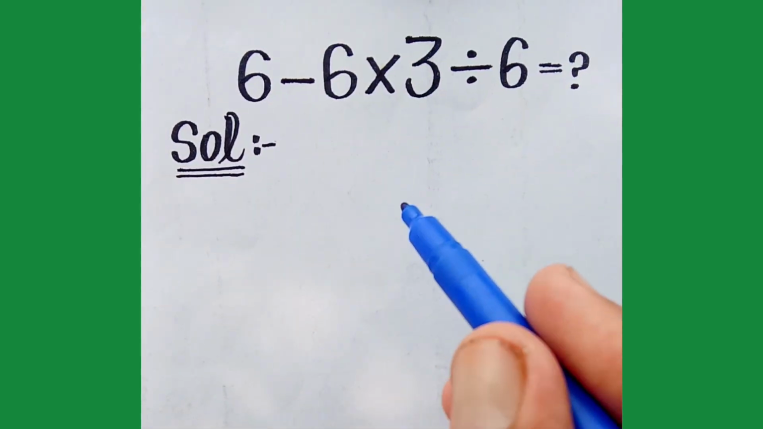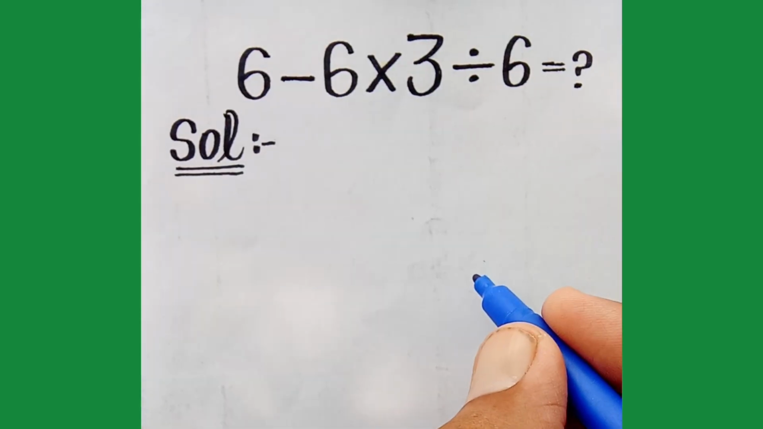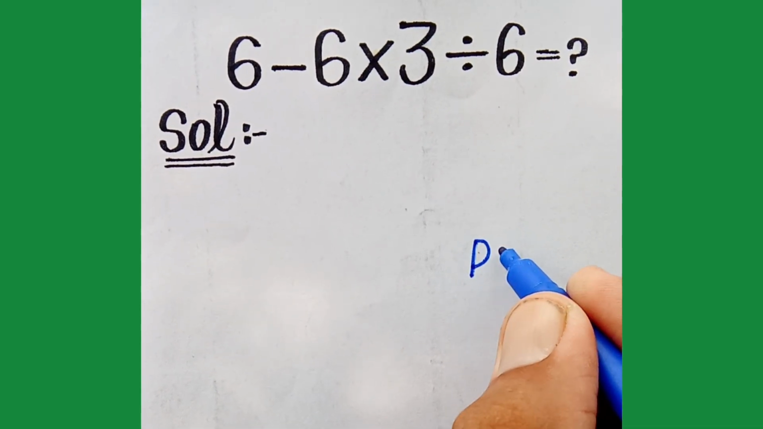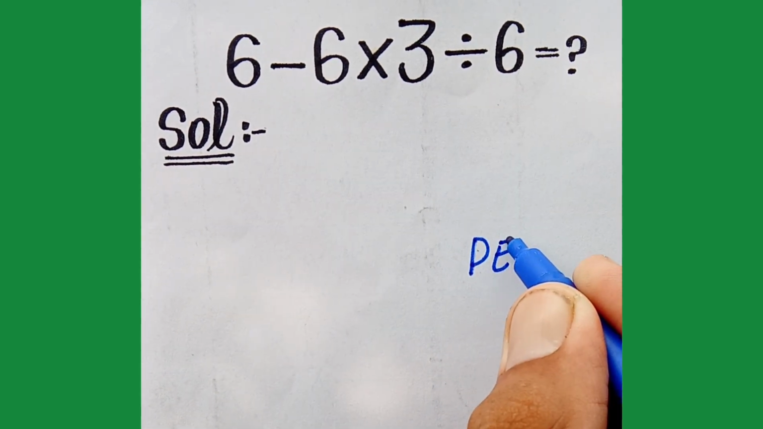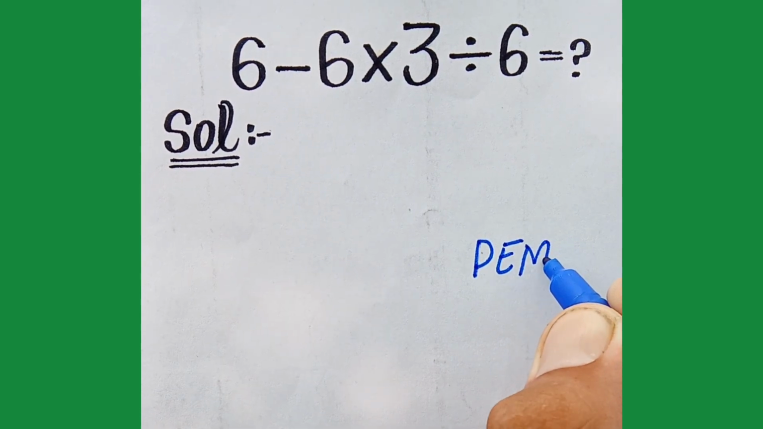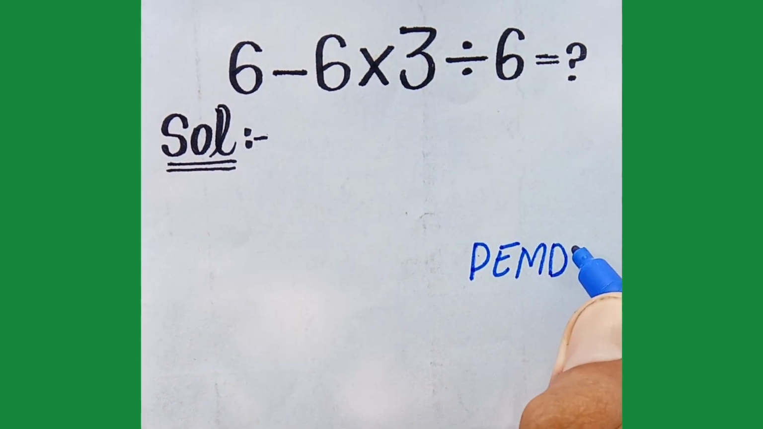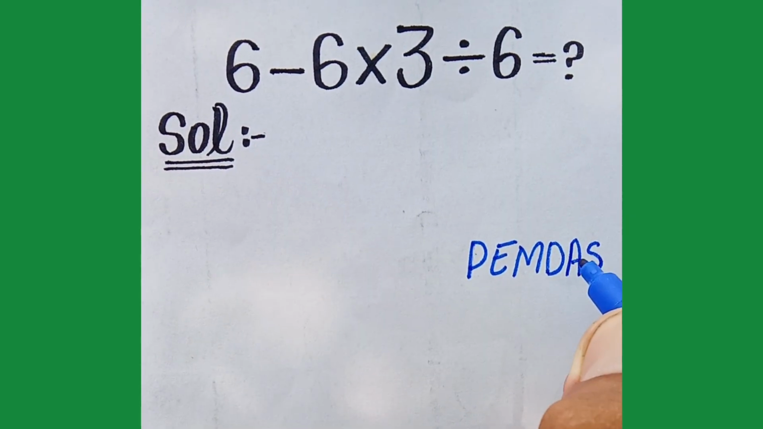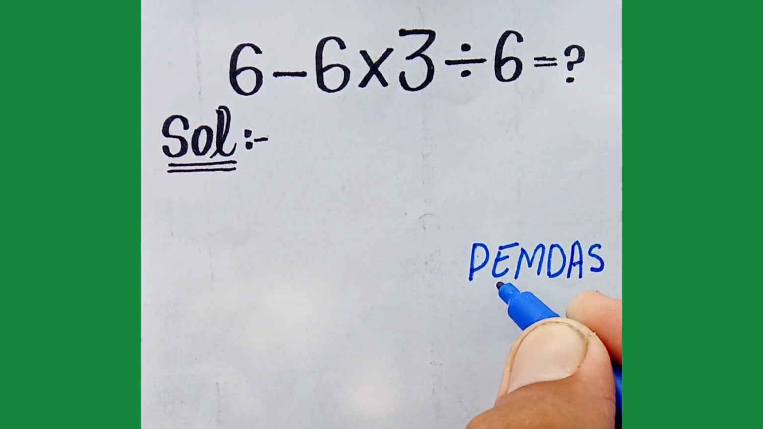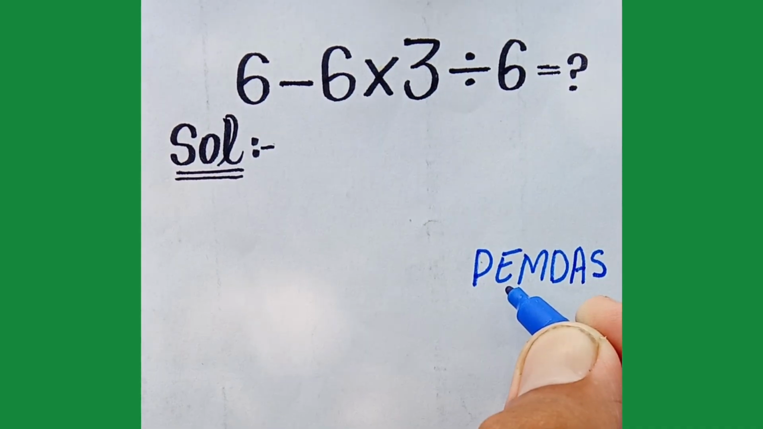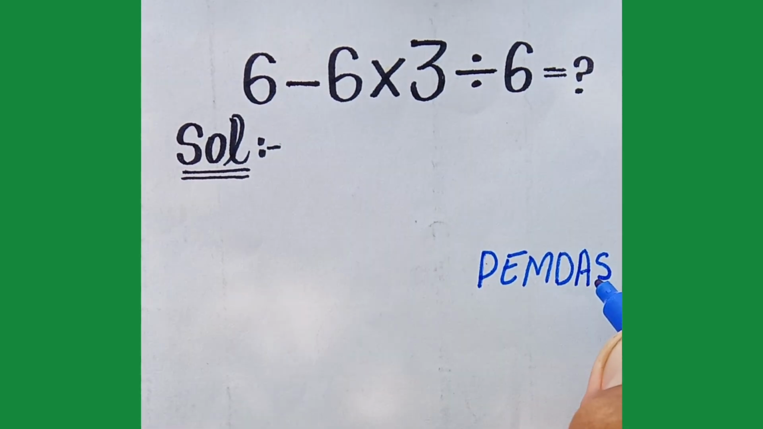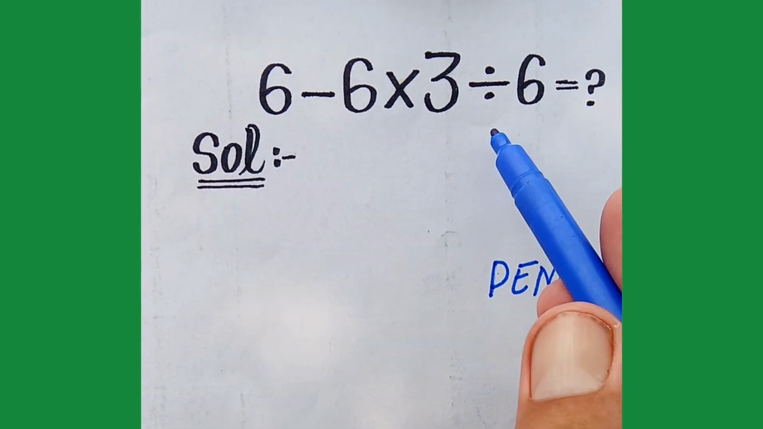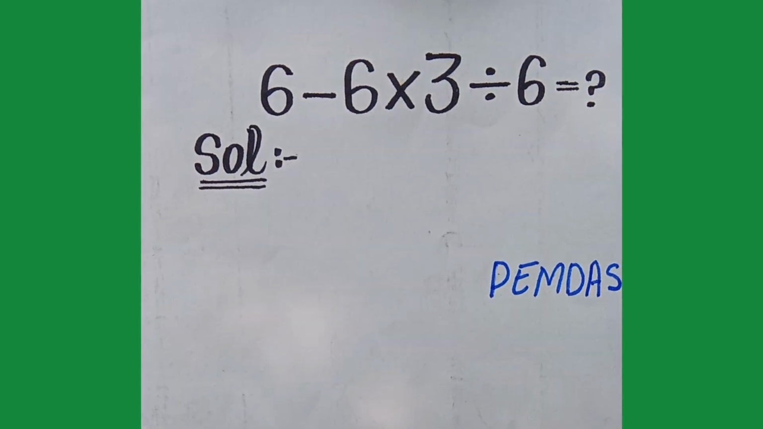For this, according to the rule of operations, which is PEMDAS. Here P stands for parentheses, E stands for exponents, then multiplication, division, addition and subtraction. So here division, multiplication and subtraction are included.